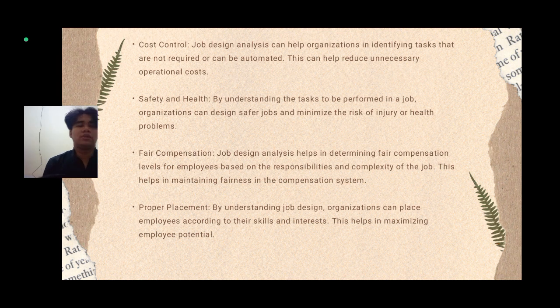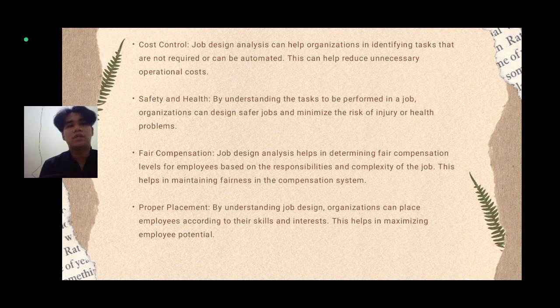The fifth is cost control. Job design analysis can help organizations in identifying tasks that are not required or can be automated. This can help reduce unnecessary operational costs. The sixth is safety and health. By understanding the tasks to be performed in a job, organizations can design safer jobs and minimize the risk of injury or health problems. The seventh is fair compensation.